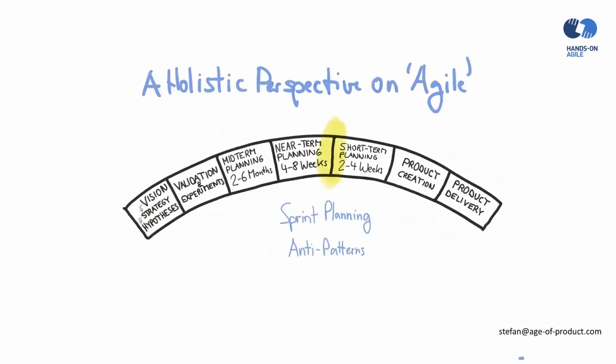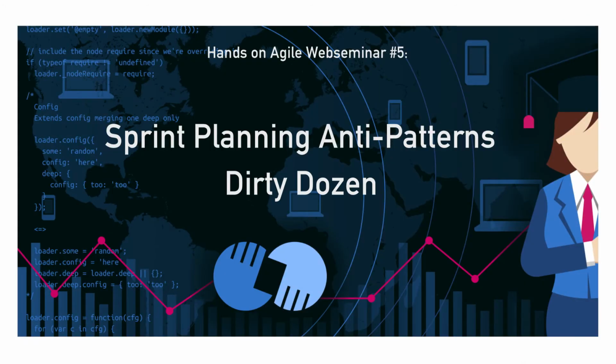So we started with product discovery anti-patterns, then we moved on to product backlog anti-patterns, and now we're talking about sprint planning anti-patterns. It's not as much about garbage in, garbage out. You will see there are some process issues that make this really an interesting point. The two webinars I refer to are both available on the YouTube channel as replays. So let's start my dirty dozen of sprint planning anti-patterns.